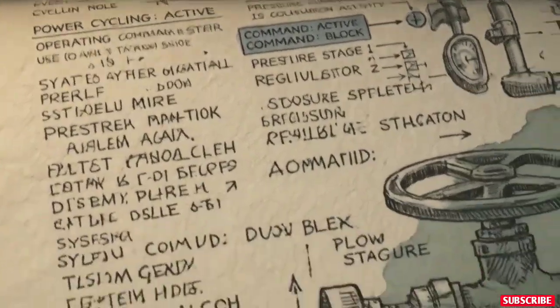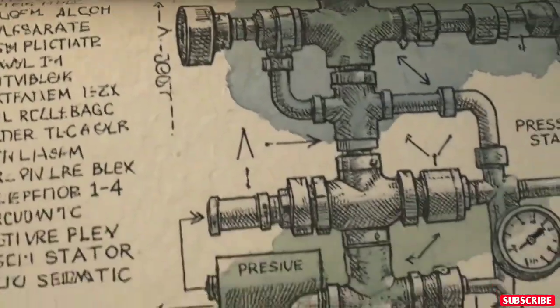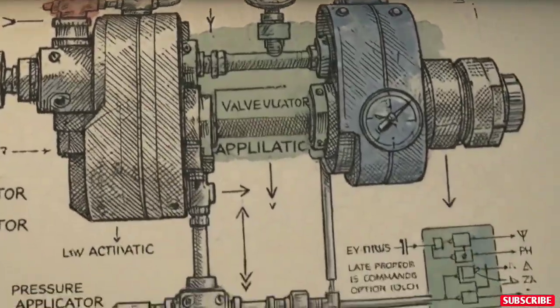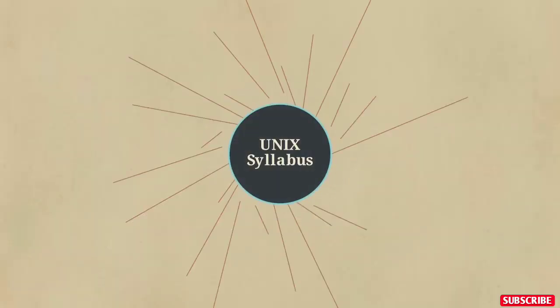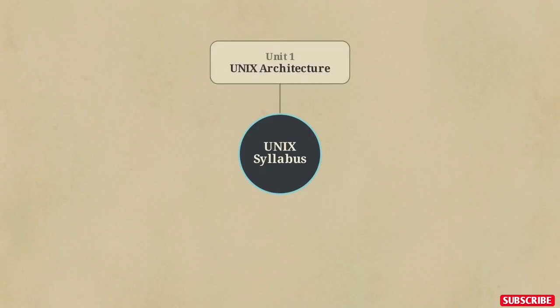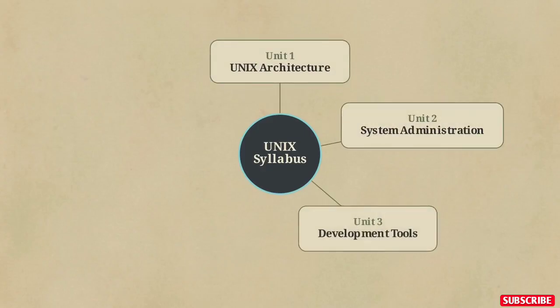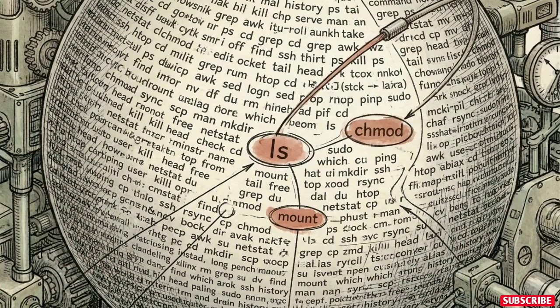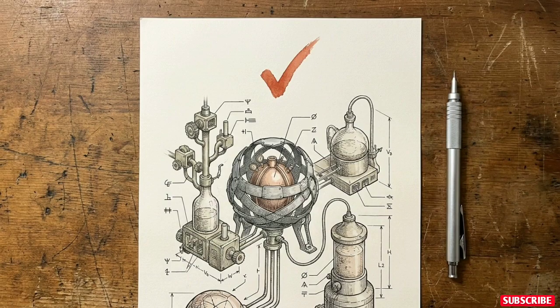If you are staring down a Unix semester exam, the syllabus looks like an impossible list of disconnected commands. This mind map translates that massive syllabus into 5 manageable, interconnected units: Unix architecture, system administration, development tools, shell programming, and C portability. We are stripping away the filler. This breakdown focuses exclusively on the high-yield topics and essential commands guaranteed to show up on the test.